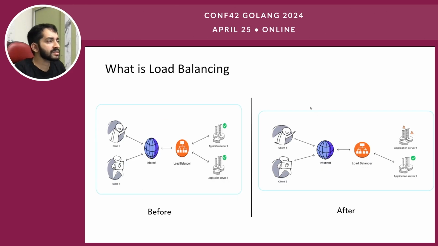So this is a simple example of load balancing. As you can see on the left side of the screen, you have multiple clients trying to access a particular service over the internet, and the load balancer sees that both the application servers are healthy and distributes traffic across both of them evenly. And on the right, you can see that one of the application servers has gone down. Now the load balancer recognizes that and routes all the traffic to application server 2. Thus, the clients do not see any difference. They do not notice any.